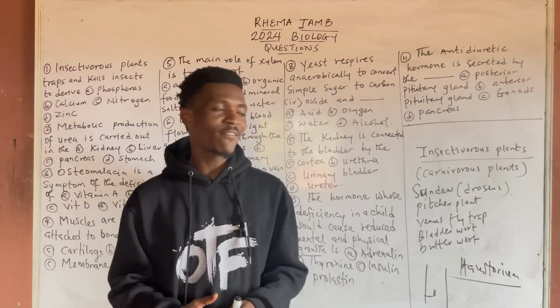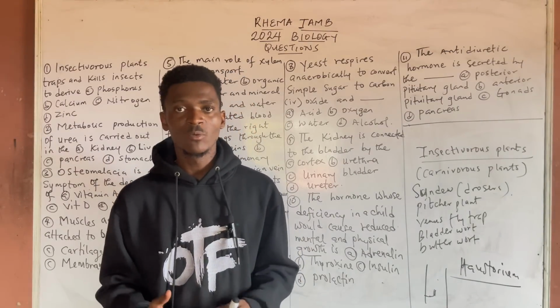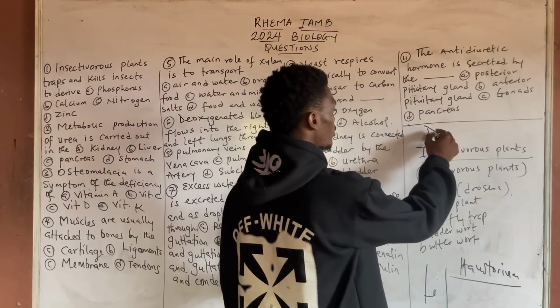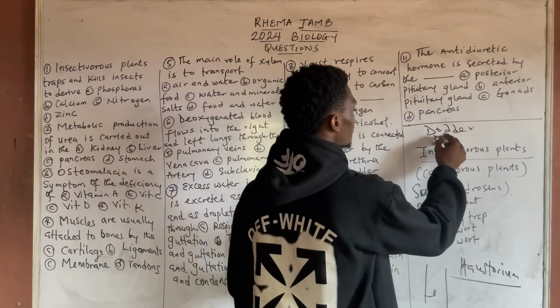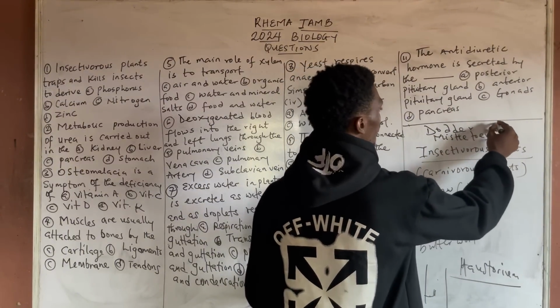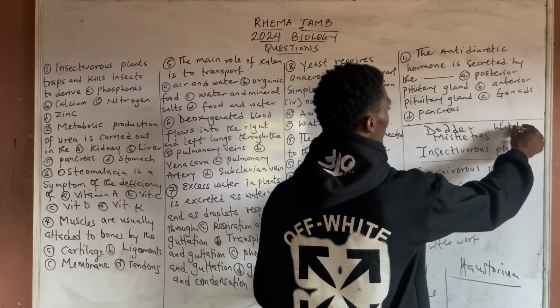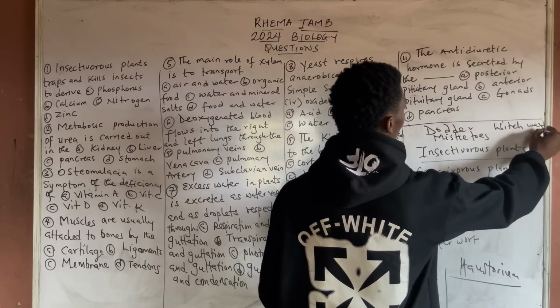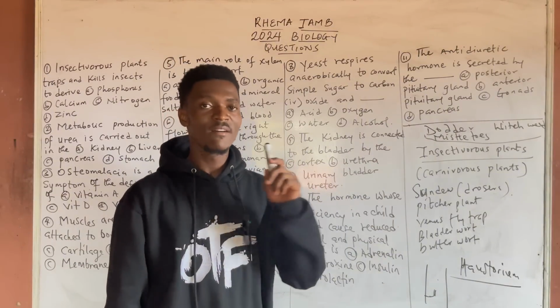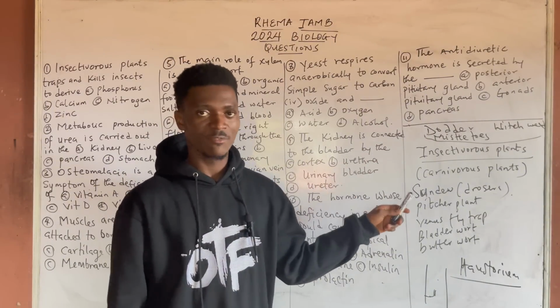Generally, examples of parasitic plants include the dodder plant. Then we also have mistletoes, or you can call them Loranthus. And then we also have the witchweed, which are the Striga species. So these are examples of parasitic plants. Never should you mistake the parasitic plants for the carnivorous or insectivorous plants.